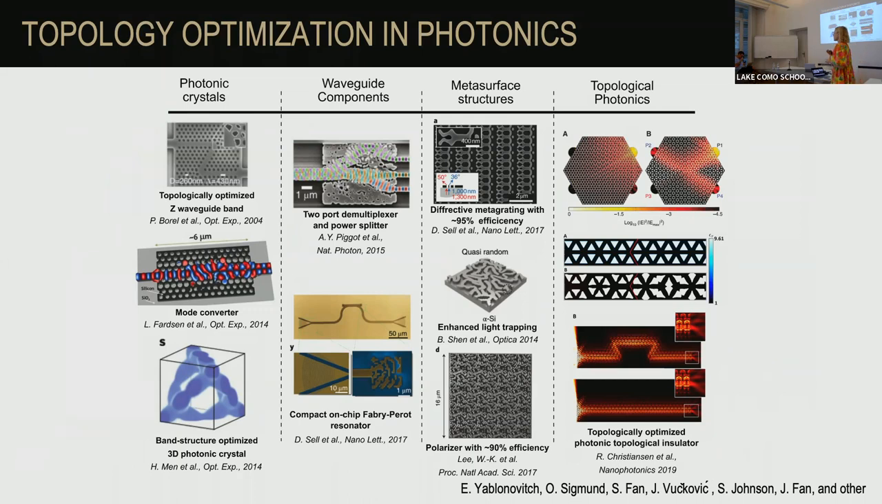This technique is inherited, in fact, from the area of civil engineering. And in civil engineering, topology optimization has long been used to optimize the distribution of material, the real material in space, for building bridges and aircraft. So what would provide the most stability, for example, and less mass. Pioneered by Ole Sigmund from the Technical University of Denmark, Eli Yablonovitch, Shanhui Fan, Jelena Vuckovic, and many others, people have applied it to design photonic crystals, waveguide components, metasurfaces of very unusual shape. These are unorthodox. It's not something that you would come up with yourself, right? It's something that the inverse design can give to you and give this optimized performance.